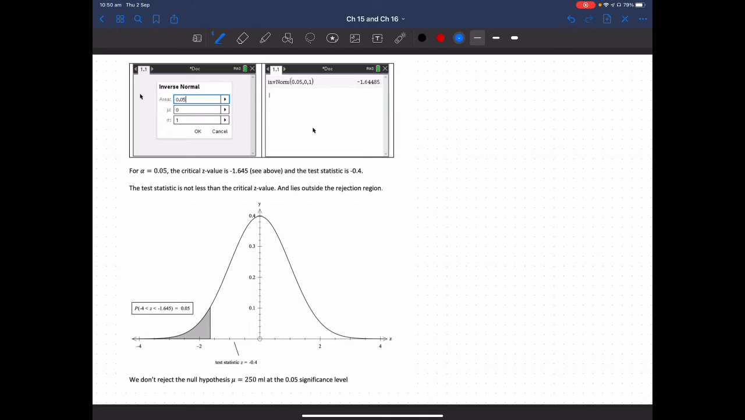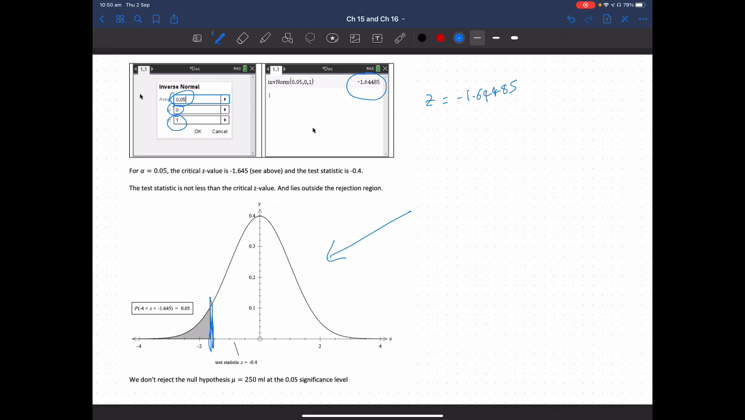We're looking at 5% significance. 5% is 0.05. So using our inverse normal, 0.05 is the area. Because it is the standard normal, mean is 0, standard deviation of 1. Press OK on your calculator and it tells me the z value. z equals negative 1.64485.